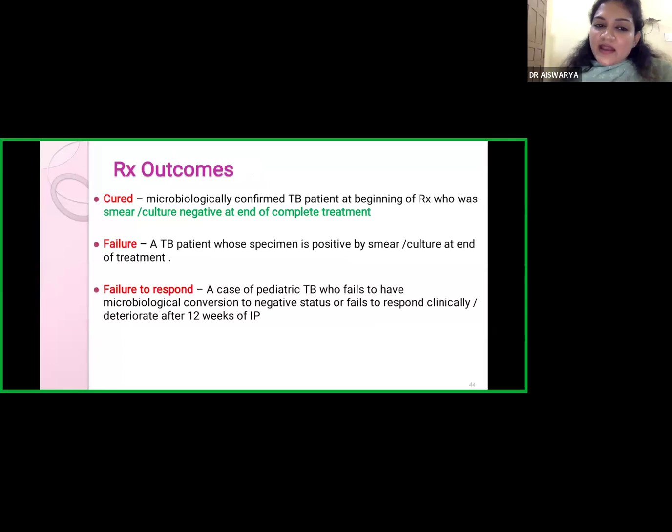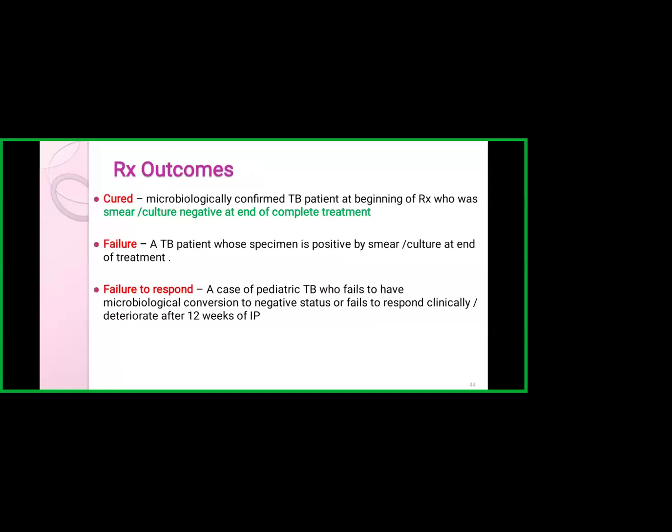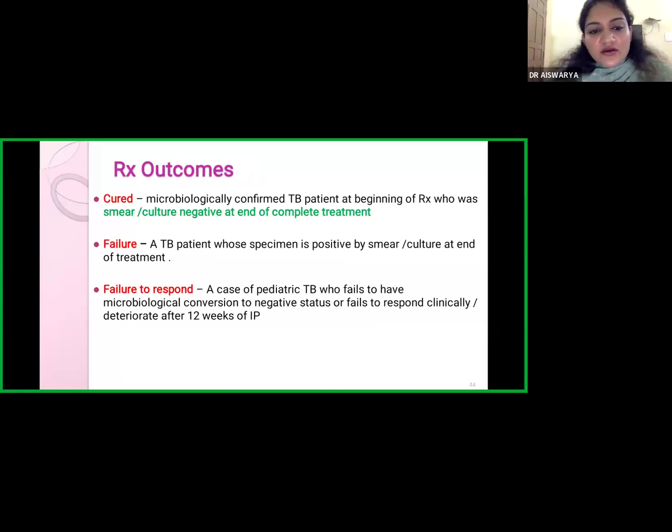So, something about the treatment outcome. When is a patient called cured of TB? Any microbiologically confirmed TB patient at the beginning of treatment, at the end we'll again recheck them with a smear. Then at the end of the treatment, if the smear is negative, we'll call them cured of TB. And who will we call a failure? Any TB patient who is positive at the beginning, at the end, if they are still positive, they are called failure. Who is called failure to respond? This term is usually used for pediatric TB cases. If they fail to have a microbiological conversion to negative status at the end of 12 weeks, they are called failure to respond.